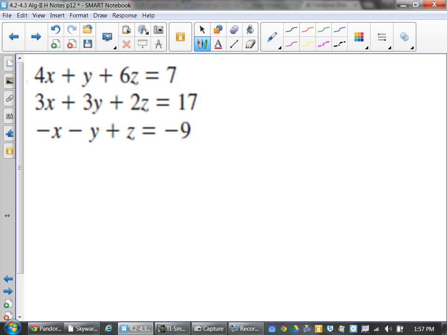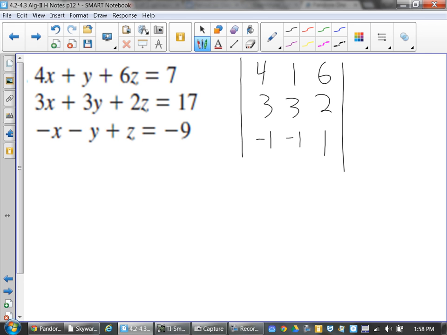Matrix here will be 4, 1, 6, 3, 3, 2, -1, -1, and 1. To that, I'd have to find my determinants. I'd have to take care of all the chutes before I look at all the ladders.